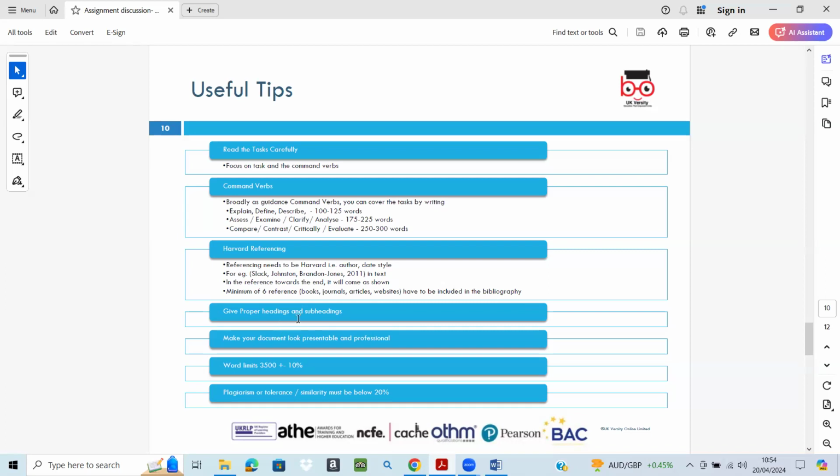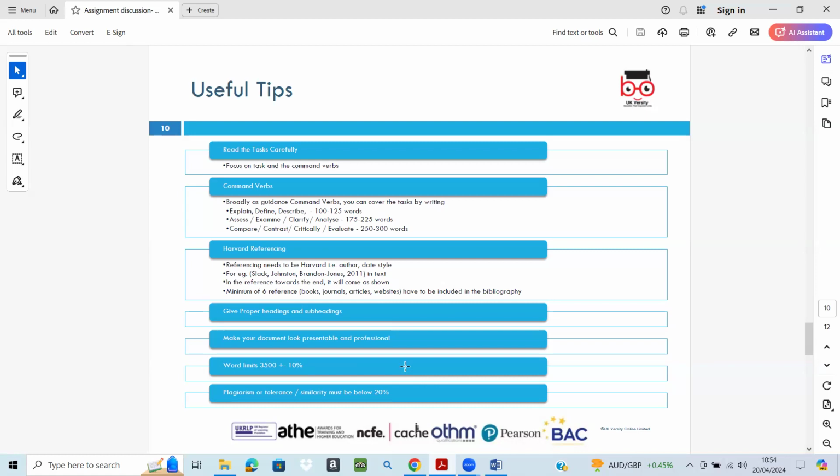Then give proper heading and subheading. It will make your document look presentable and professional. And okay, word limit, 3,500, and here it says plus minus 10%. So previously they mentioned that it should be 20%. So I think we will go for the least one. So here we have plus minus of 10%.